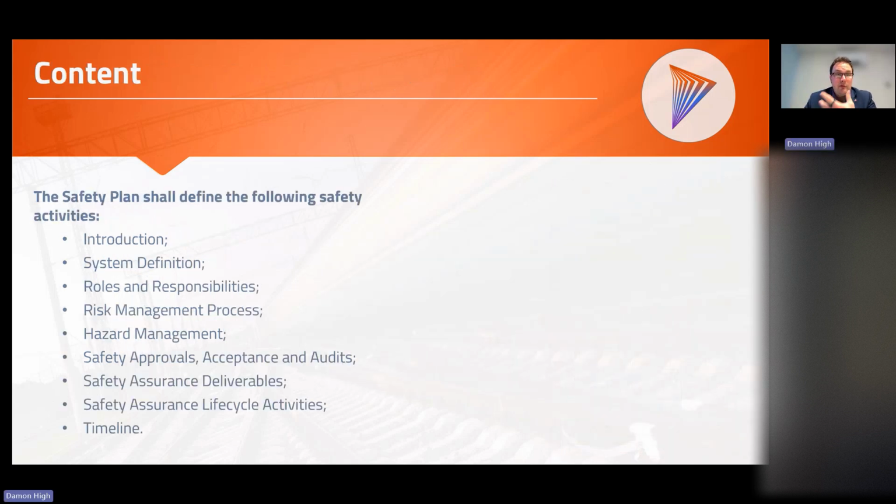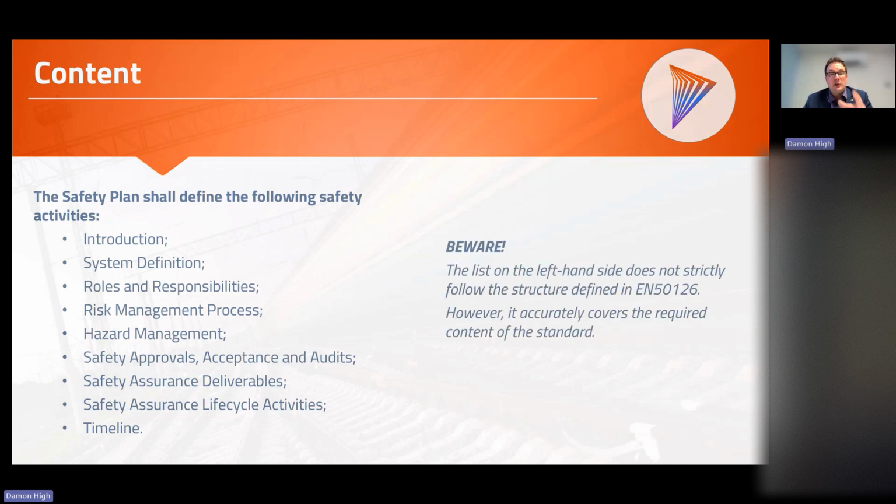So what 50126 talks about in terms of the content of a safety plan is that it shall define the following types of safety activities. So just something to be aware of. What we've got listed on the left-hand side doesn't strictly follow word for word the structure defined in 50126, but it does accurately capture the requirements for the content of the standard.